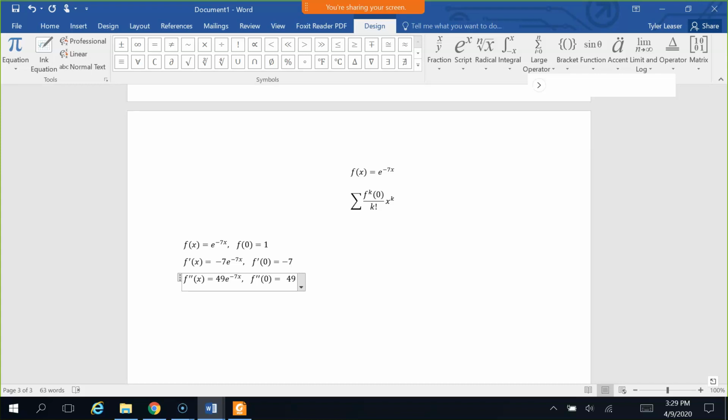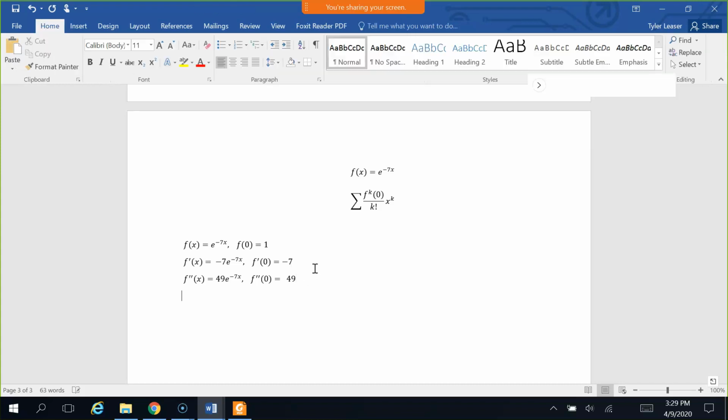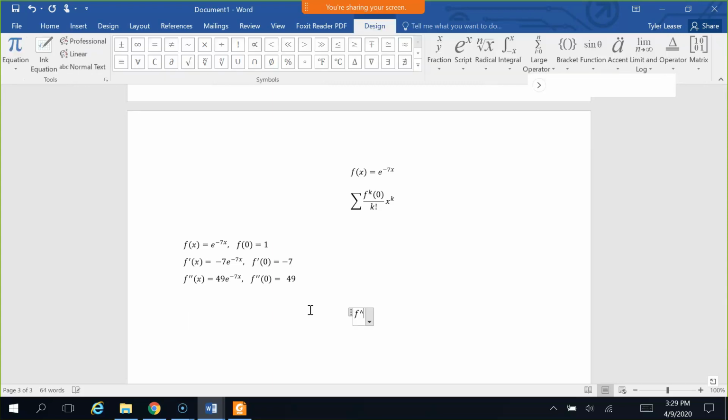Plugging 0 into that gives me 49. Okay, so hopefully you can just kind of visualize what the pattern is going to be. It looks like I alternate positive, negative, and it also looks like I'm just multiplying by 7 every single time. So that means I can write out what my kth derivative would be at 0.